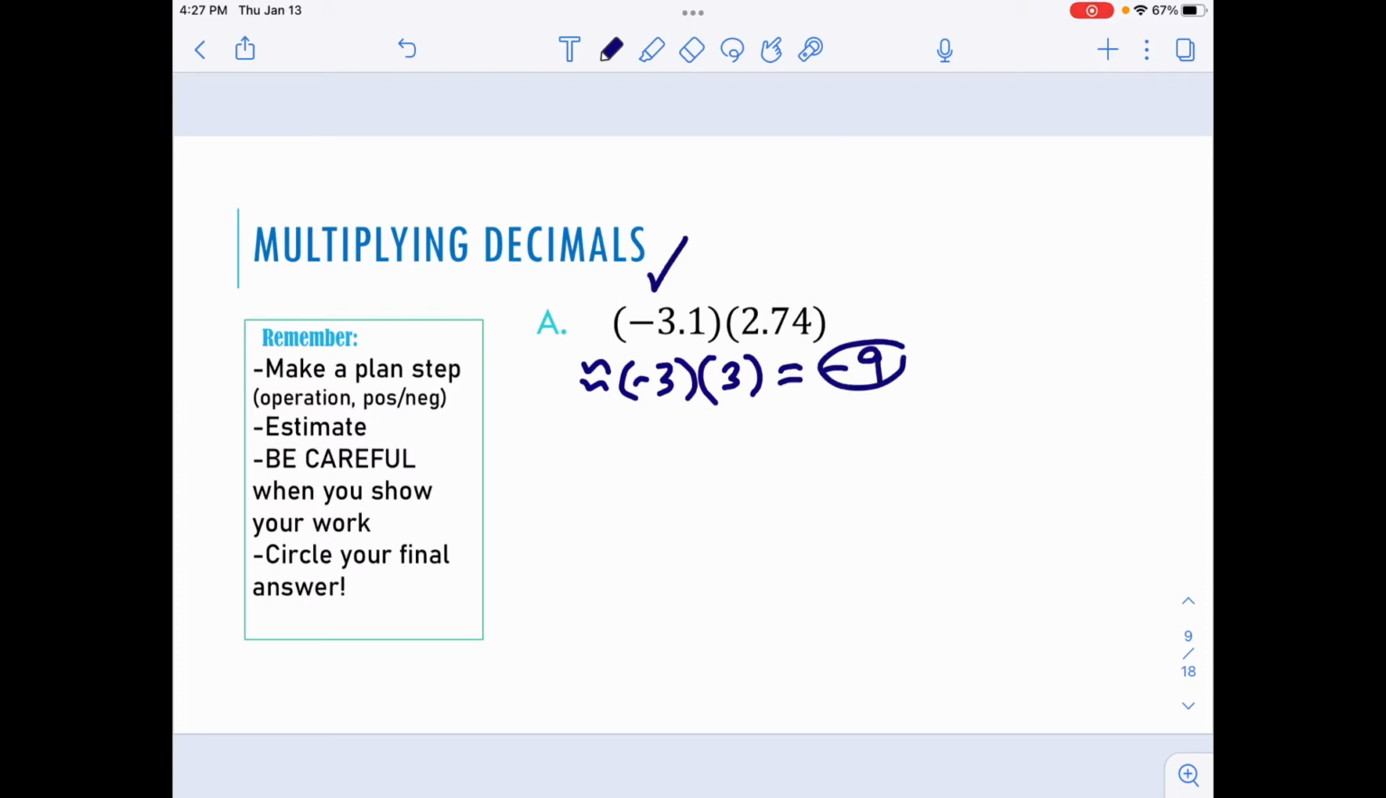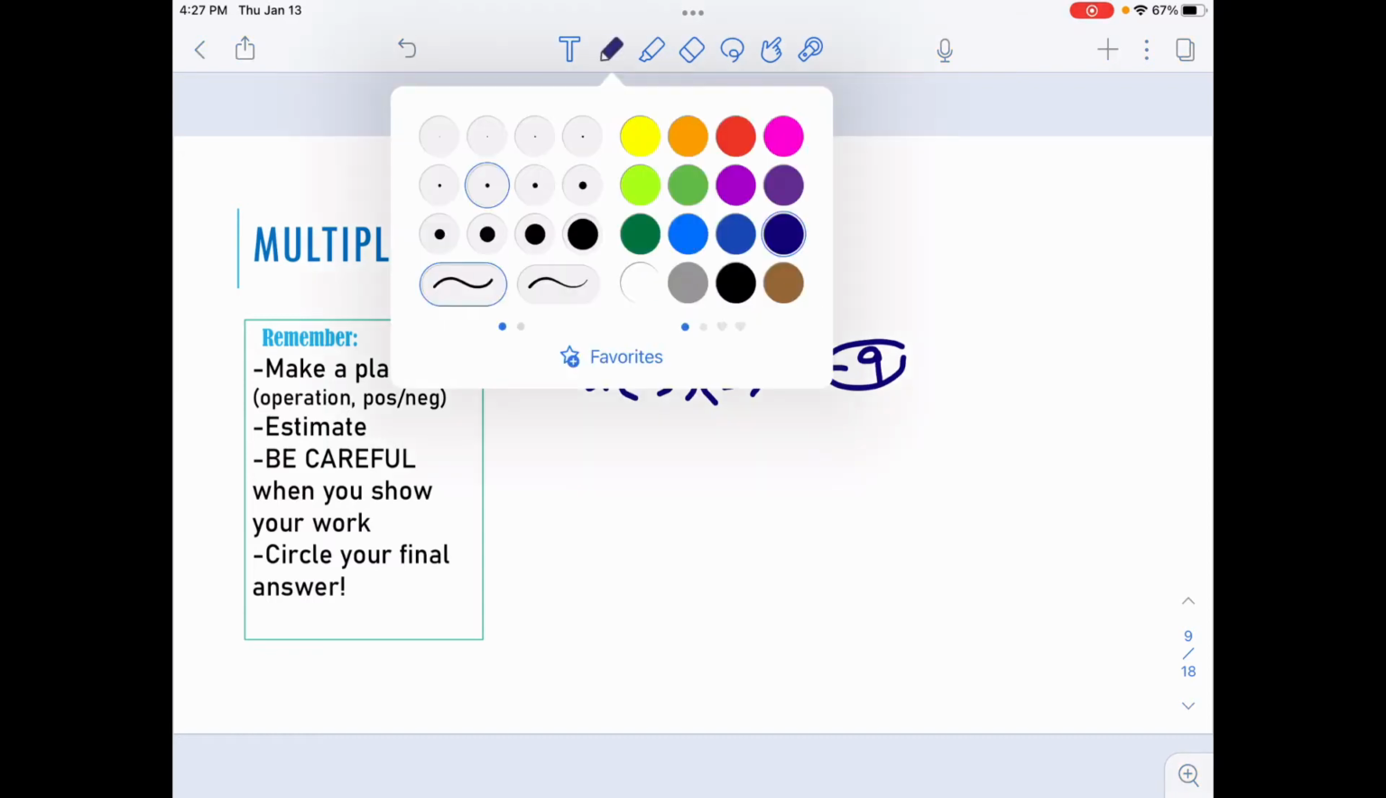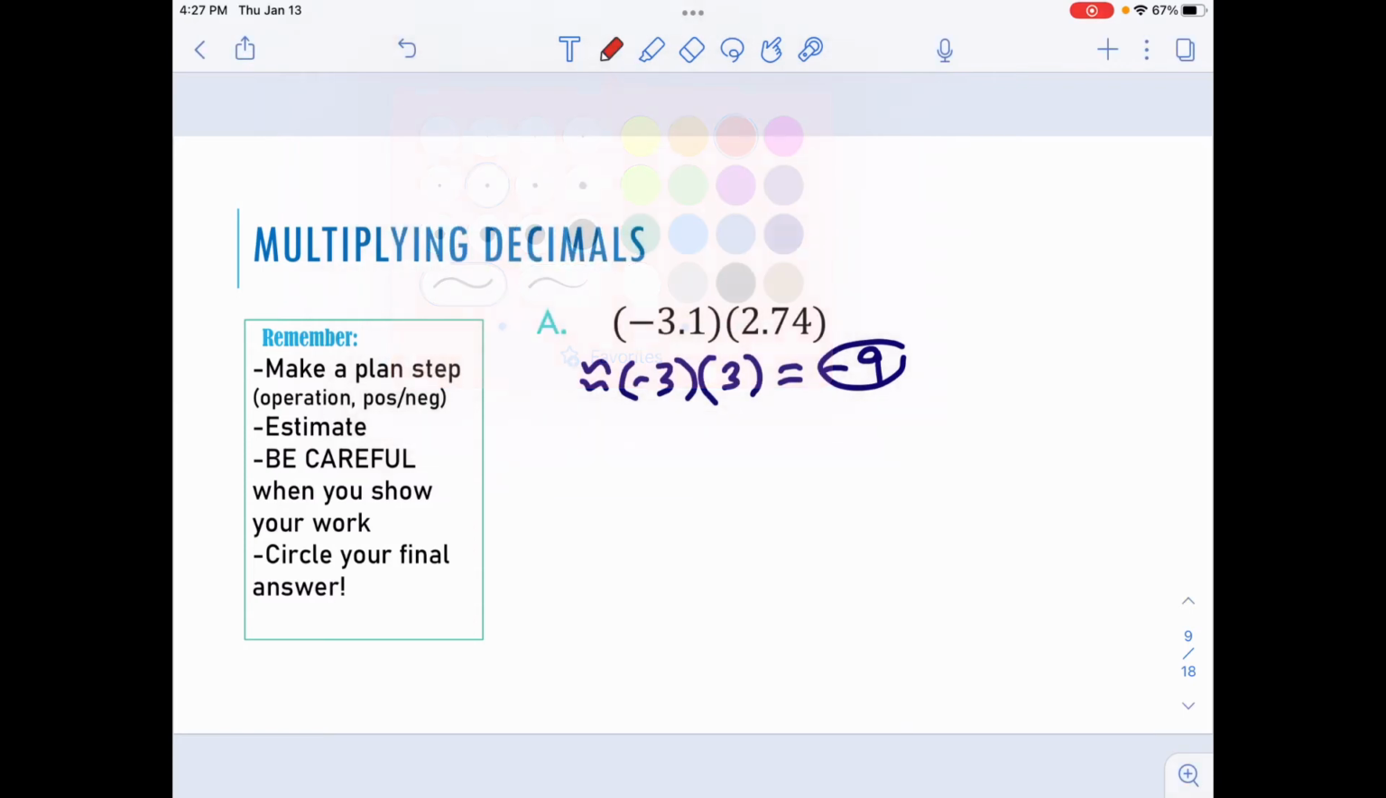Okay? Keep in mind there's one negative, so my answer is going to be negative. All right, now I'm going to create a plan step. What operation is going on? Right? An operation is a positive or negative. In this case, we're multiplying. Is my answer going to be positive or negative? Good, it's going to be negative. I'm going to circle that plan step.